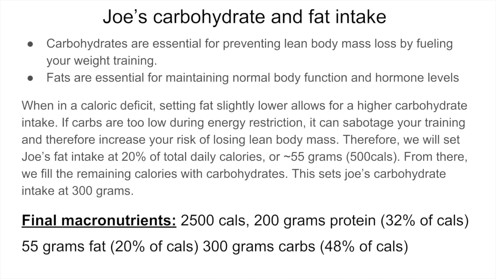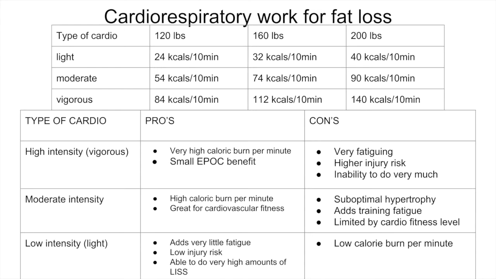Therefore, we will set Joe's fat intake at 20% of his total daily calories, which is on the very lowest end of acceptable fat intake, or 55 grams. From there, we will fill the remaining calories with carbohydrates. This sets Joe's carbohydrate intake at around 300 grams. Final macronutrients for Joe are going to be 2,500 calories, 200 grams of protein, 55 grams of fat, and 300 grams of carbohydrates.